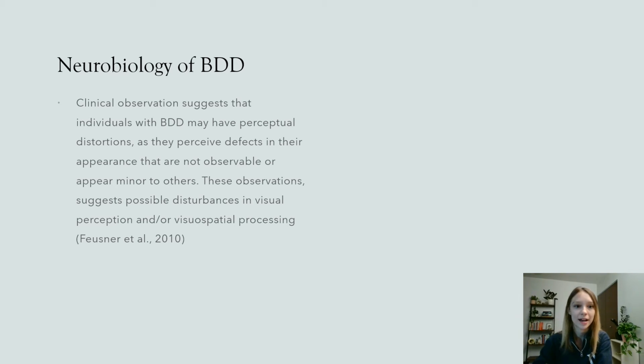So what's the neurobiology of BDD? Clinical observation suggests that individuals with BDD may have perceptual distortions as they perceive defects in their appearance that are not observable or appear minor to others. These observations suggest possible disturbances in visual perception and/or visuospatial processing.